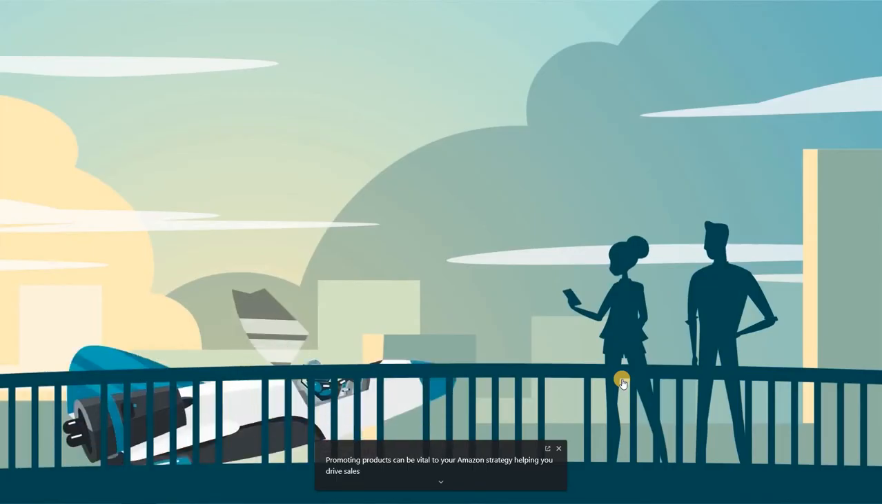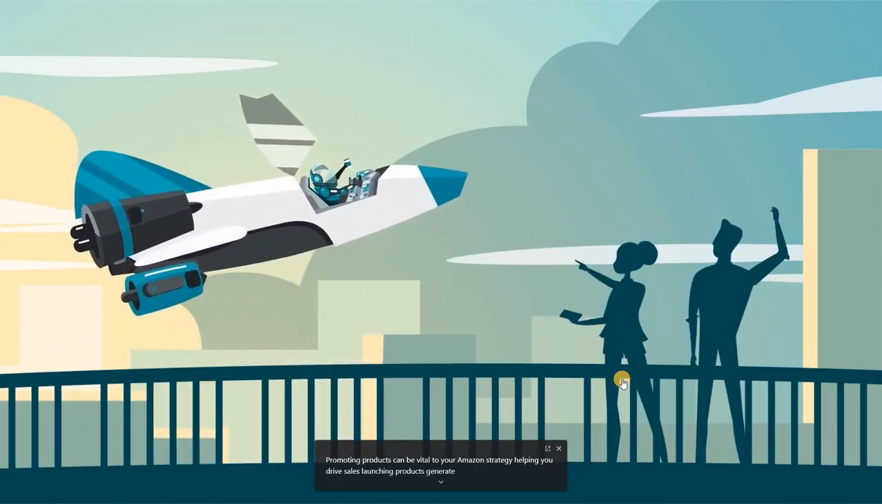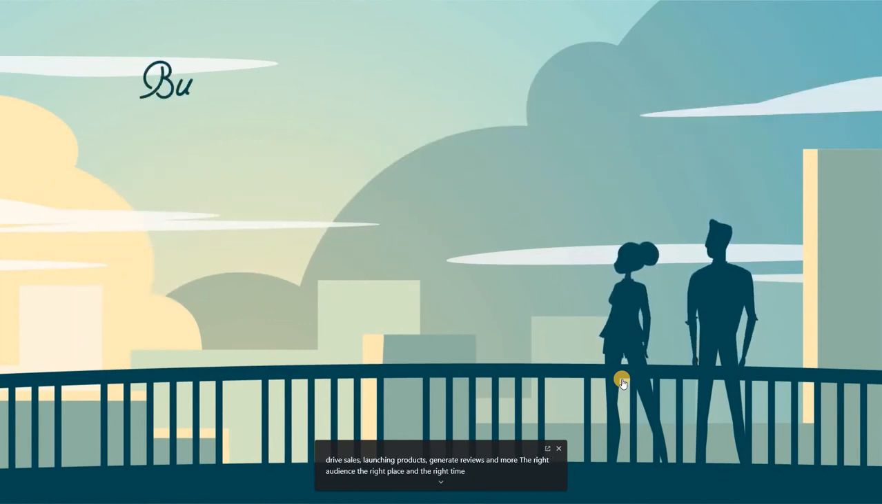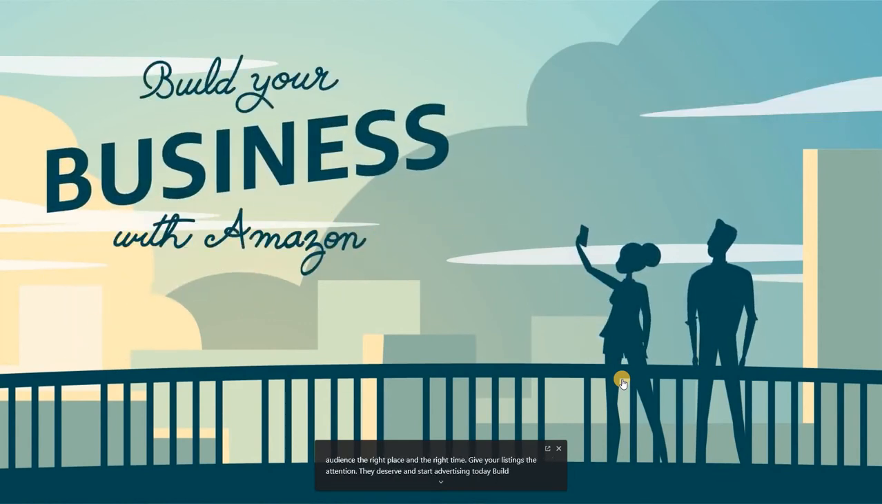The right audience, the right place, and the right time. Give your listings the attention they deserve and start advertising today. Build your business with Amazon.